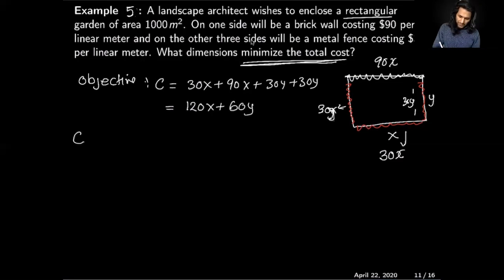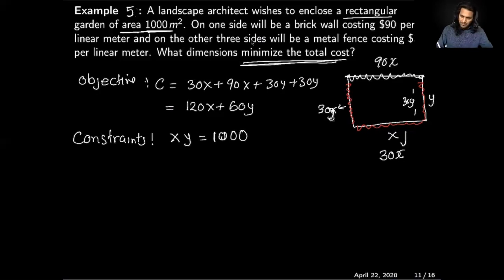Now let's find what the constraints are. The constraint is the area, which is a constant in the problem. If this is x and this is y, then xy, the area, is 1,000 square meters. So I will simplify my constraint, which gives y equal to 1,000 divided by x, and I will rewrite my objective function.